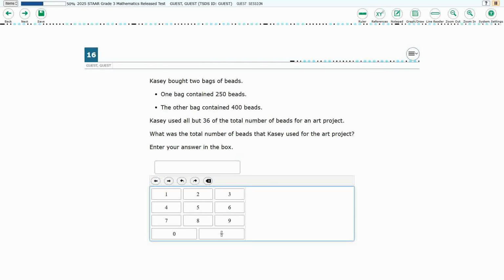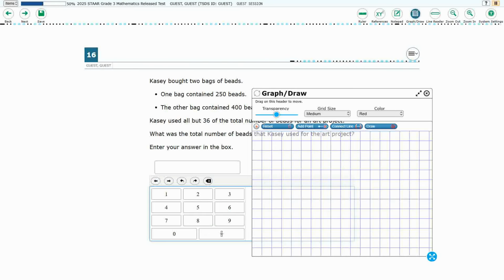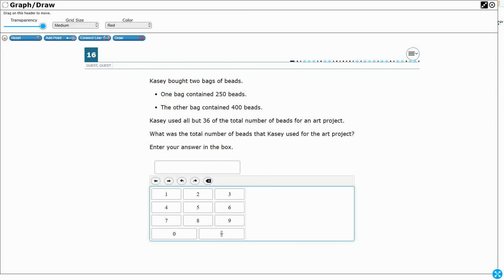For number 16, we are looking at 3.4a, solving addition and subtraction problems. And we've got this situation here, in which Casey is buying 2 different bags of beads, one that's got 250 and one that's got 400. So let's go ahead and just draw a strip diagram here, and we're going to start with, here's my 250, here's my 400.